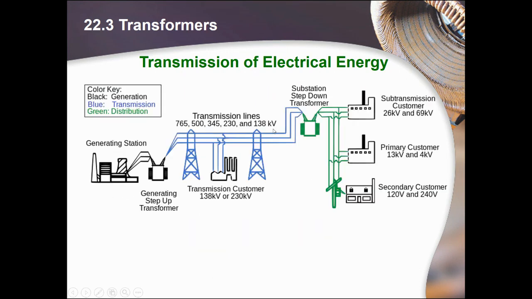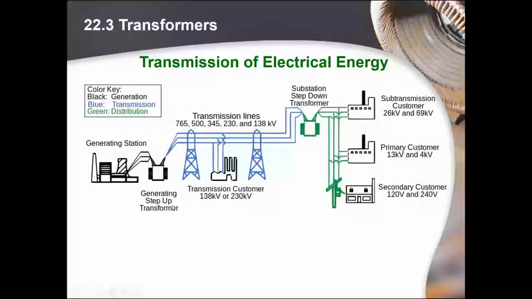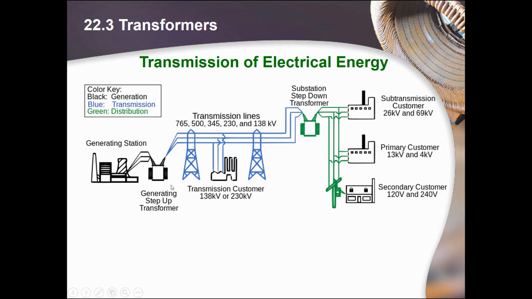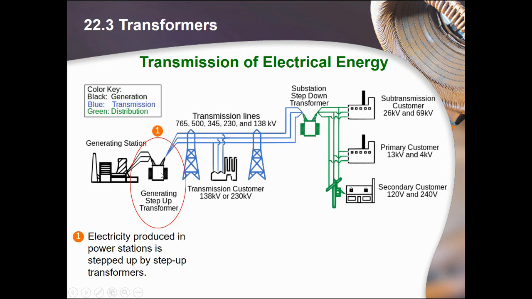Okay, so this is how our transmission of electrical energy works. This is the power station that generates AC, alternating current, which is then fed to a transformer. The main purpose of this transformer is to step up the voltage because I want high voltage, low current. I repeat, I want high voltage, low current. The power is the same. So step one, electricity produced in the power station is stepped up by the step up transformer. The voltage becomes very high, the current becomes very low.